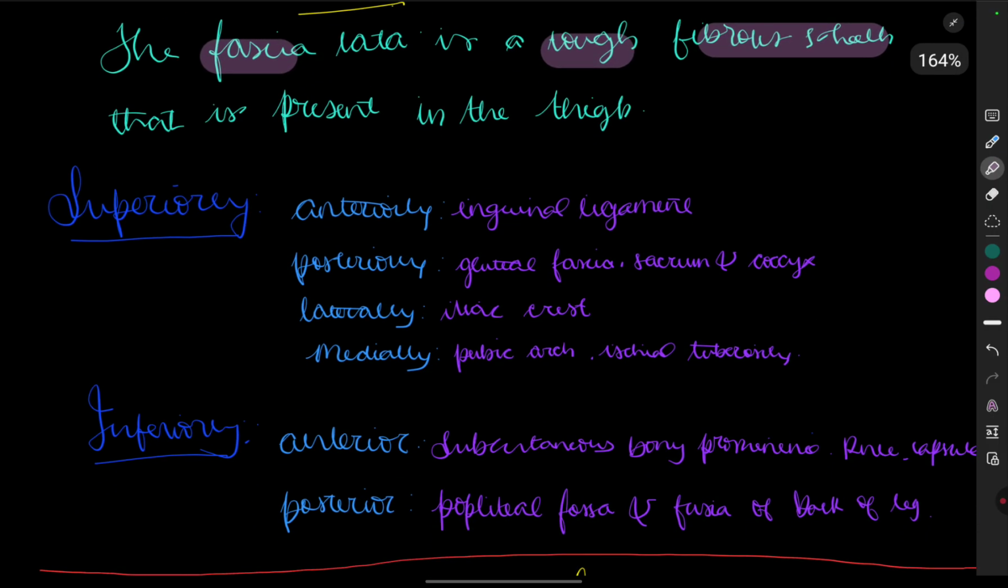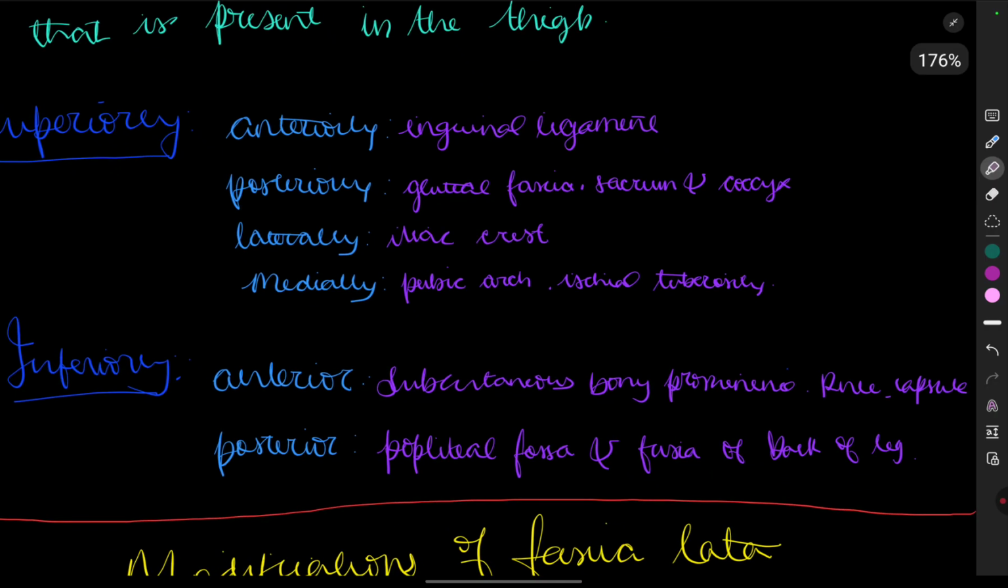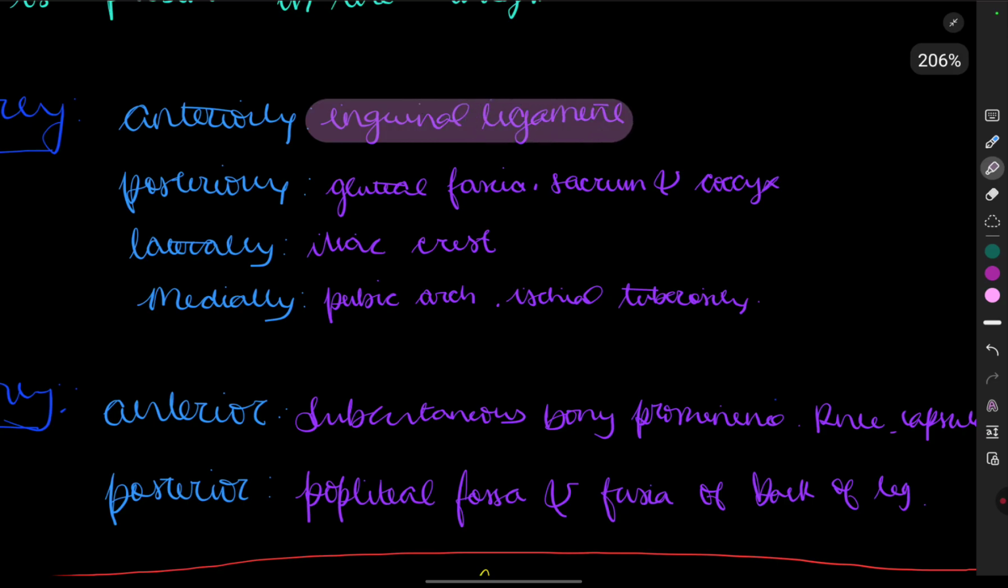Its attachments are superiorly and inferiorly. Whenever you are studying the attachments, just picture the bone and the basic things in your mind. Imagine which is anterior and which is posterior, and it will be very easy to remember the attachment. So superiorly, anteriorly we have the inguinal ligament. Anteriorly means on the front side, and superiorly means on the upper side. So it is the inguinal ligament.